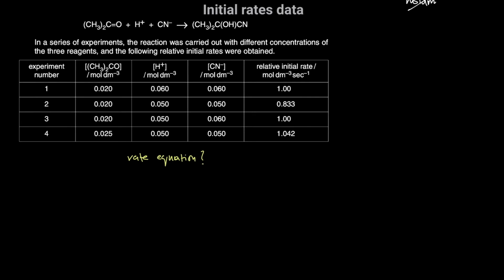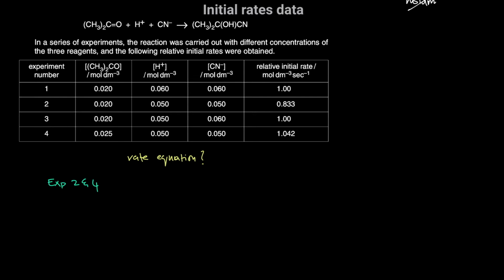What is the rate equation for this reaction? In order to find the rate equation, we're going to find the order with respect to each of the reactants. First, let's find the order with respect to the ketone. For that, we can compare experiments 2 and 4.